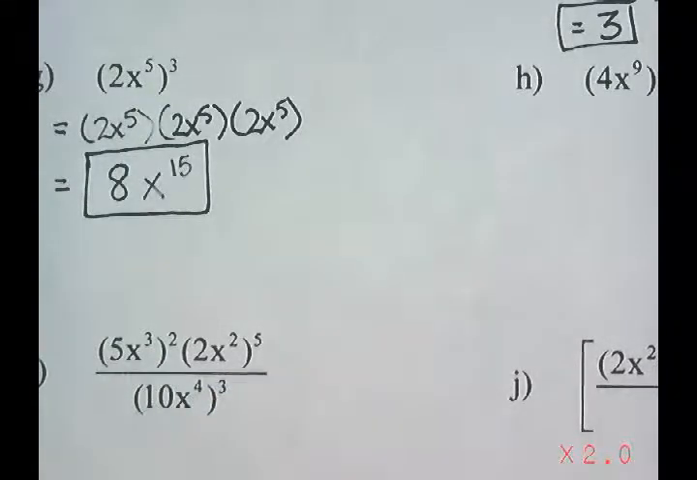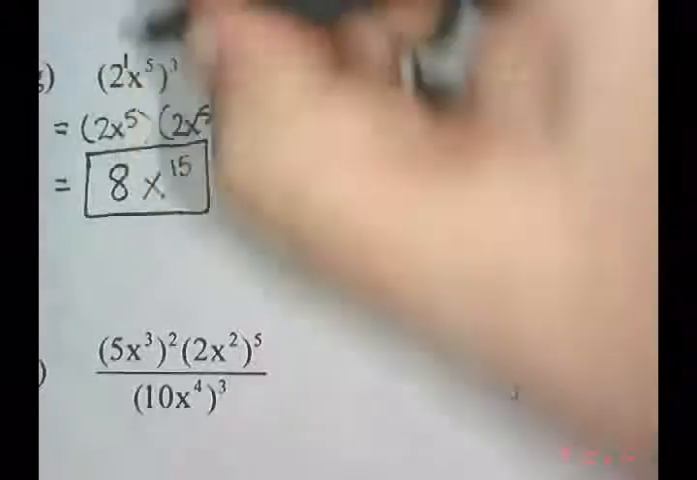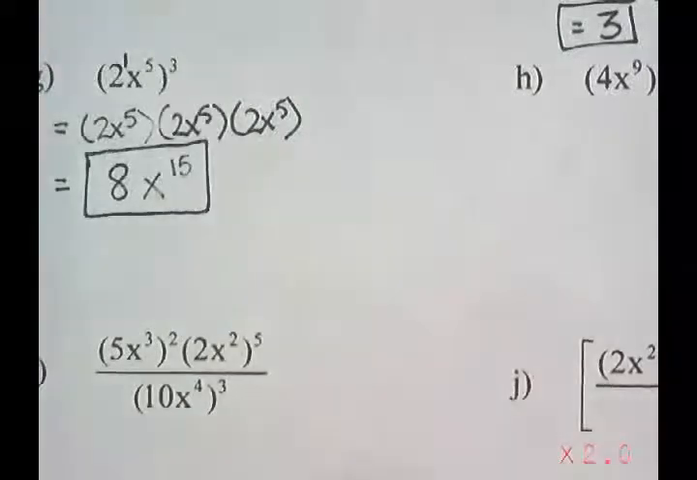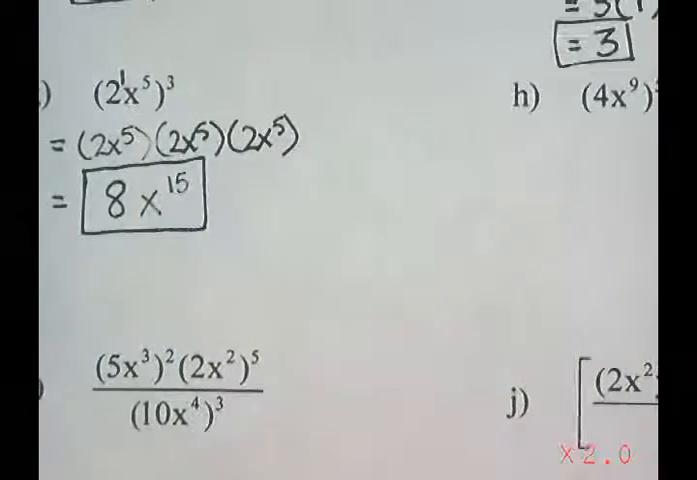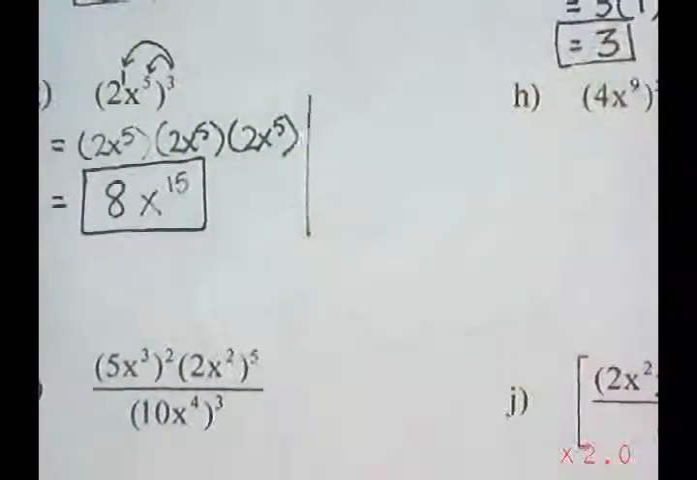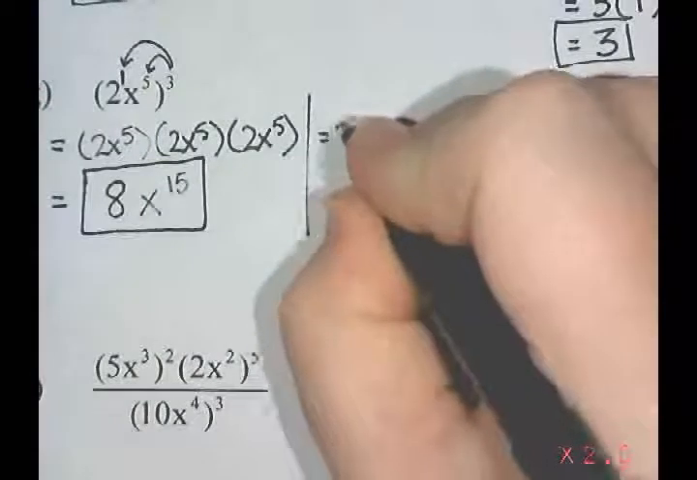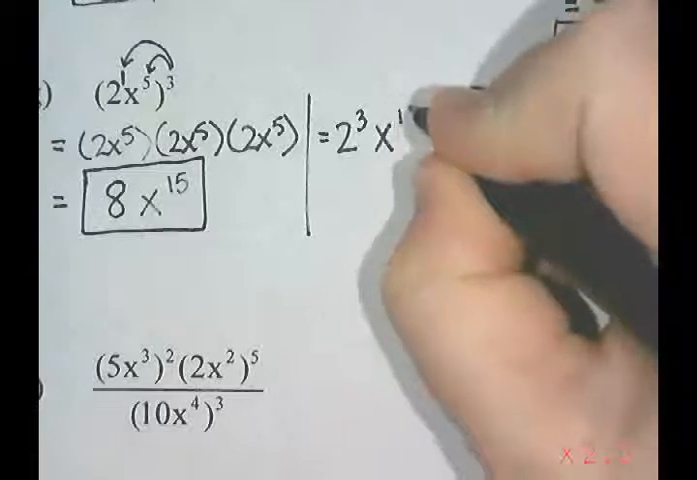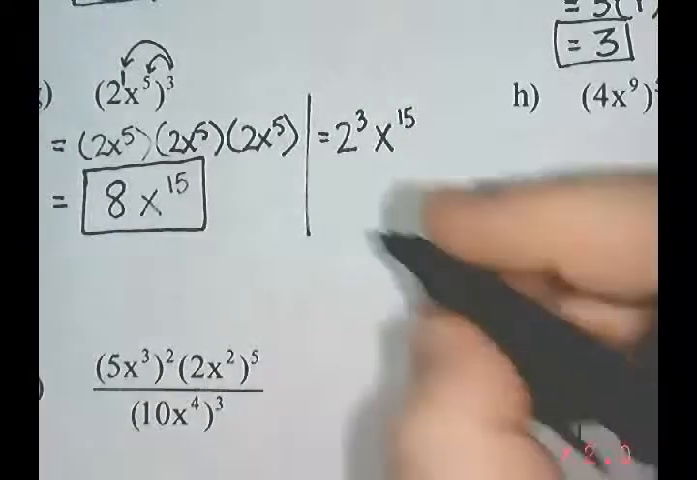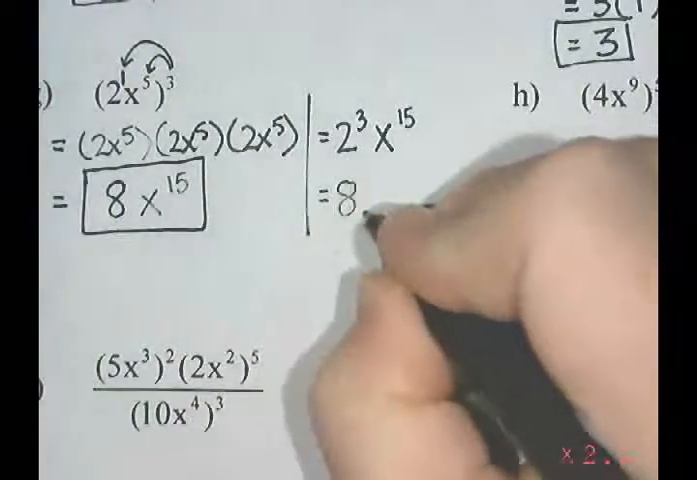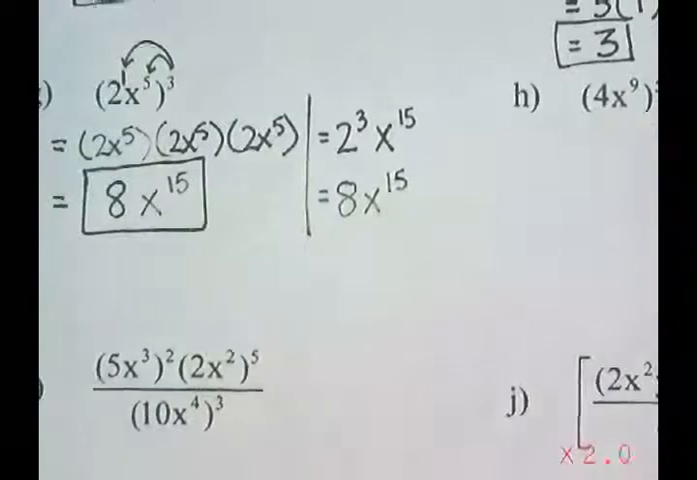Anything that does not have an exponent that you can see always has an exponent of 1. So when we multiply the 3 in, we actually multiply it into each term in our question. So I'm going to do 3 times 5, but I'm also going to do 3 times that exponent of 1. So that would give me 2 to the power of 1 times 3 is 3, and x to the power of 5 times 3 is 15. And 2 to the power of 3, if I work it out on my calculator, gives me 8 x to the 15. So the same answer.